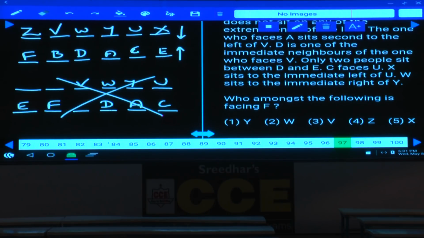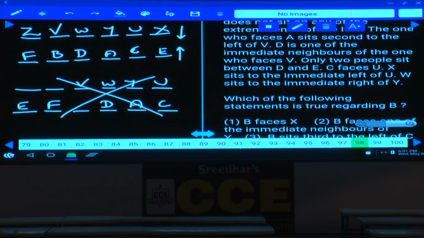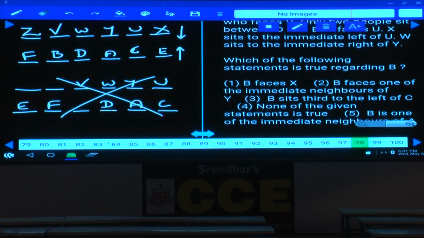Then who among the following is facing F? Tell me who is facing F here. Z, that is choice 4. Next one, question number 98: which of the following statements is true regarding B? B faces X is false. B faces one of the immediate neighbors of Y is false. B sits third to the left of C is definitely true, choice 3.